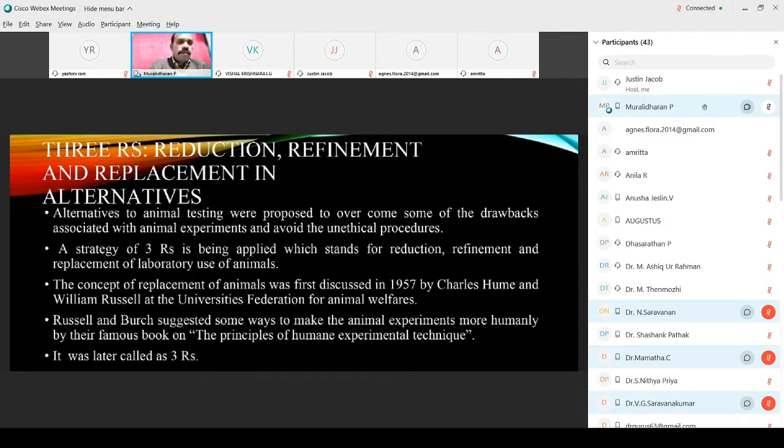And the concept of replacement of animals was first discussed in 1957 by Charles Hume and William Russell at the University Federation for Animal Welfare. And they suggested some ways to make animal experiments more humane in their famous book, The Principles of Humane Experimental Techniques, and it was later called the 3 R's.